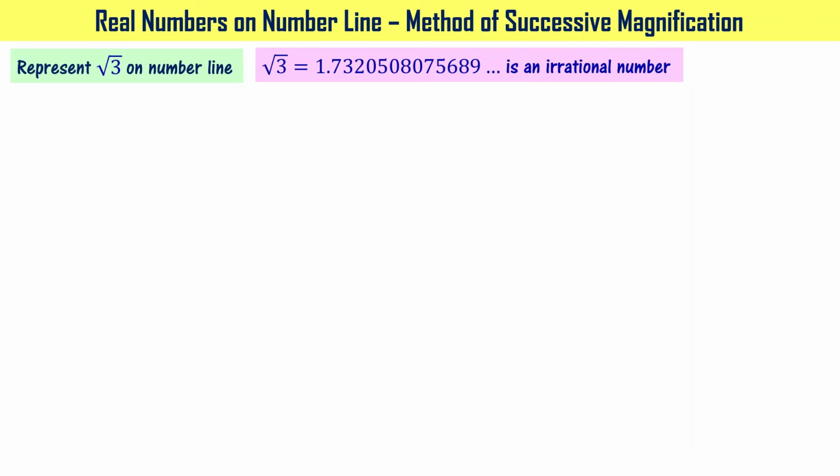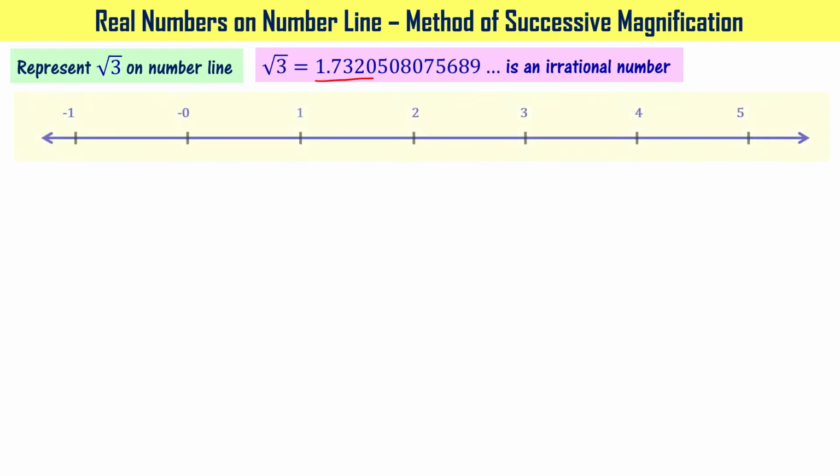Now let's represent root 3 on the number line. Okay, we have seen already this, but we want to do it in a different fashion now. We want to represent the decimal expansion of root 3 on the number line. That is 1.73205 and so on, right? So look at this. This is greater than 1 and smaller than 2, right? That's why we are interested in the number line from the range 1 to 2.